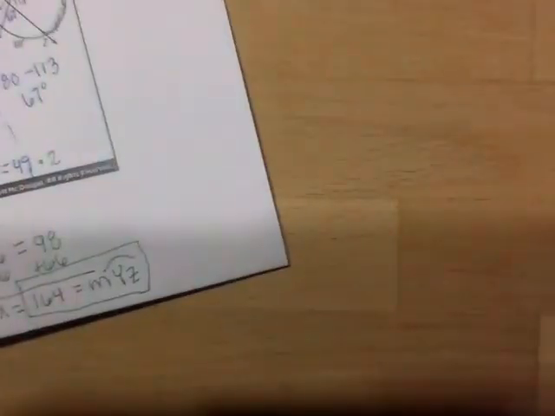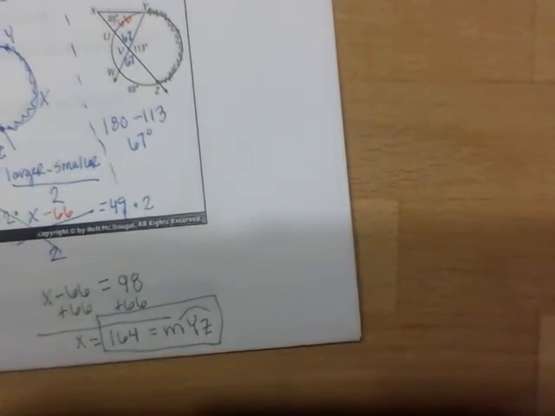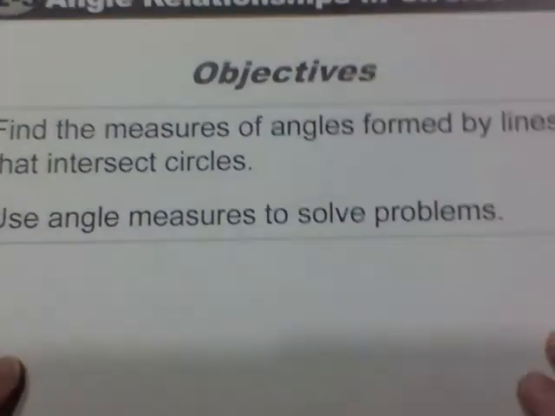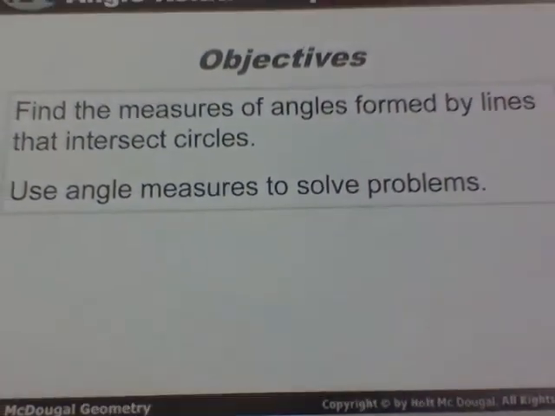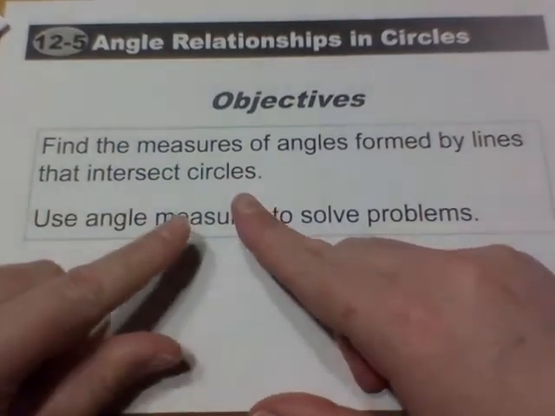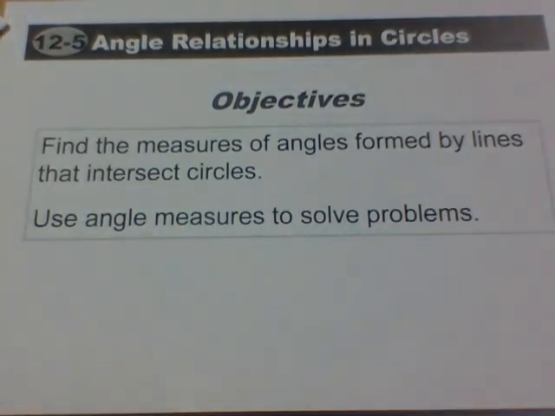All right, so that was 12.5. Sorry about that last example being a little off. So hopefully we have all 3 of those theorems. Again, points that are inside, outside, and on the circle. So find the measures of angles formed by lines that intersect circles, either, again, making a point inside, outside, or on the circle. All righty.